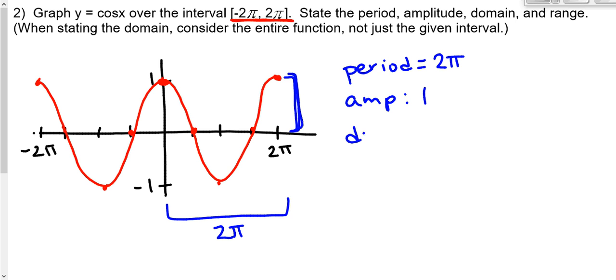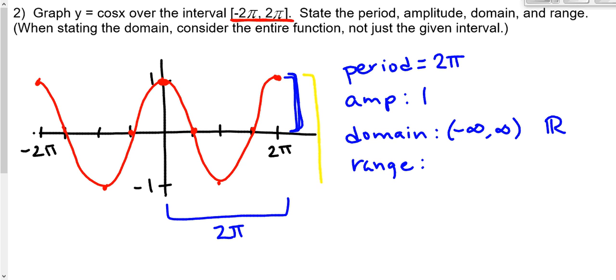The domain, just like for the sine graph, this would just continue to go on infinitely far to the left and the right. So it's from negative infinity to infinity, or if you want, you can say all real numbers. And the range, you can see the y values are going from a height of 1 to a height of negative 1, just like they were for the sine graph. So the range is negative 1 to 1, or negative 1 is less than or equal to y is less than or equal to 1.